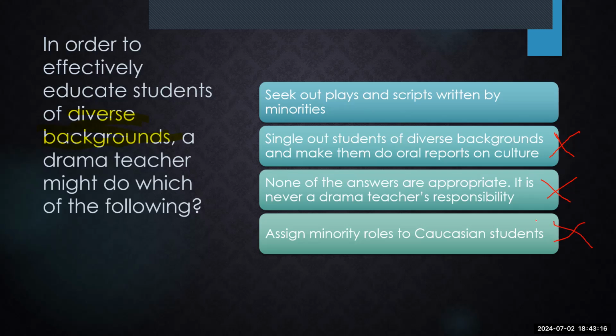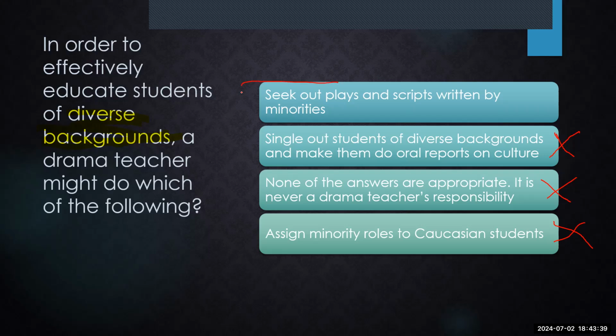Once again, now we've made it so that our whole play is white students. We're going to take all those minority roles and make sure we assign them to white students. I mean, typecasting is just as bad, but we definitely don't want to be doing that. So let's look at this last option. Seek out plays and scripts written by minorities.